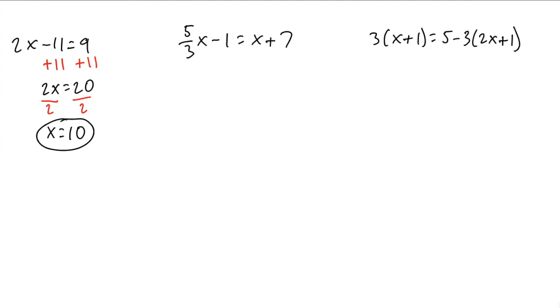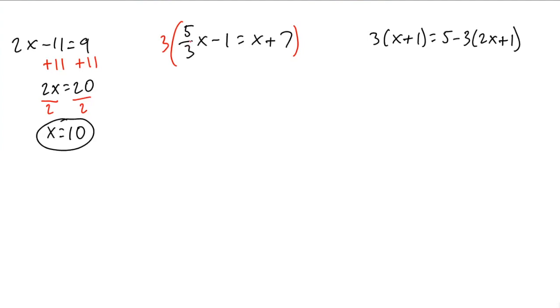Alright, now this one is 5/3 x minus 1 equals x plus 7. So a couple things here. 1, we have a fraction, and 2, we have x on both sides of the equation. So first, let's get rid of the fraction. Whenever you see a fraction, you always want to multiply everything in the equation by the denominator of the fraction. So let's multiply everything by 3.